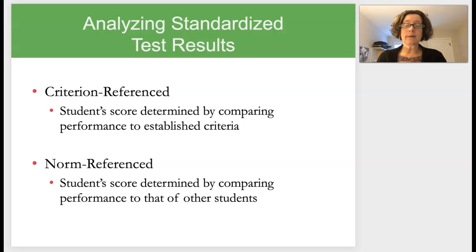It doesn't matter who's taking the test. It doesn't matter if all students get 95% on the test. If they've all answered and shown understanding of the criteria, they all get the grade. It doesn't matter if student A, student B, student C are writing the test. If they all reach the criteria, they get the grade that they get. Unlike norm referenced, where the student's score is determined by comparing performance to that of other students. That's where it actually does matter who else is taking the exam.